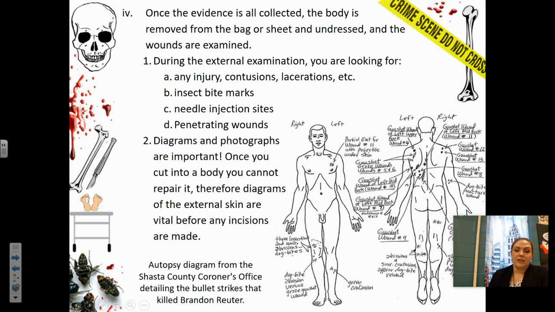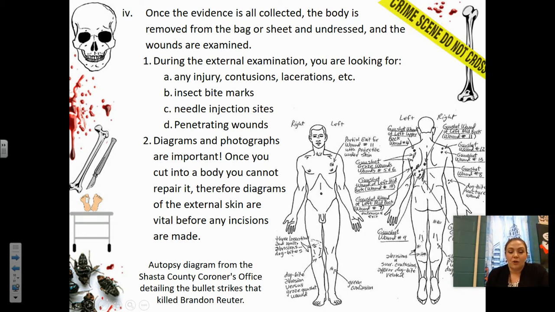Once the evidence has been collected, the body is removed from the bag or sheet and undressed, and the wounds are examined. So there's a whole full record in the autopsy report of just what wounds are on the body. Literally every little thing is going to be documented. During the external examination, you're looking for injuries, contusions, lacerations, which means a cut, insect bite marks, needle injection sites, penetrating wounds. Diagrams and photographs are very important.